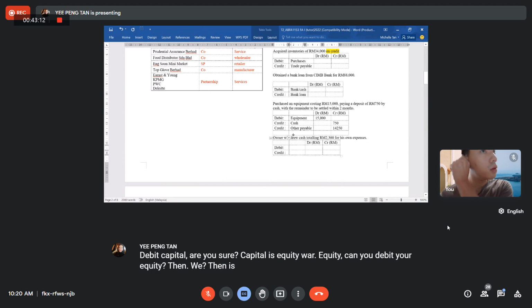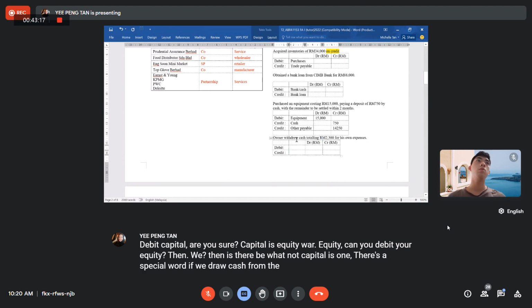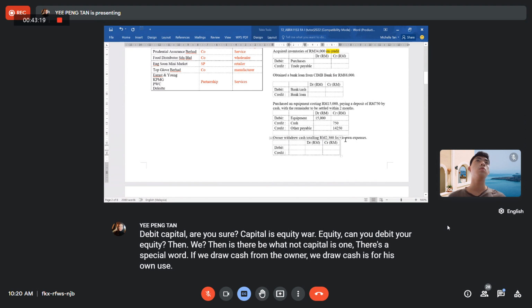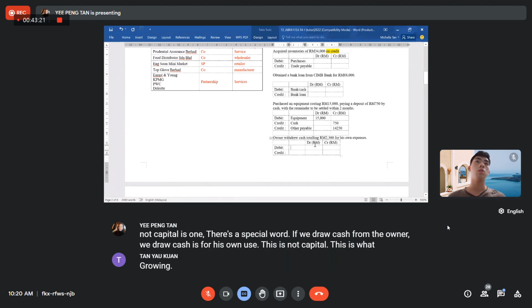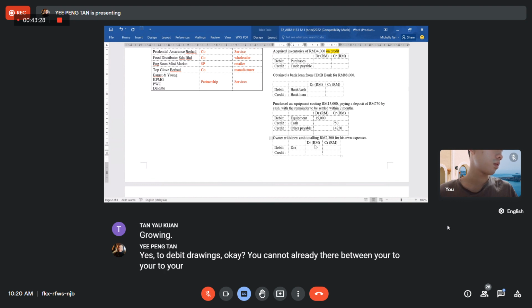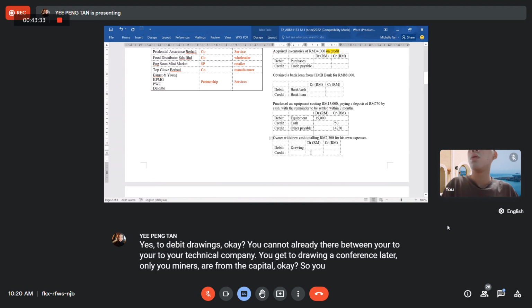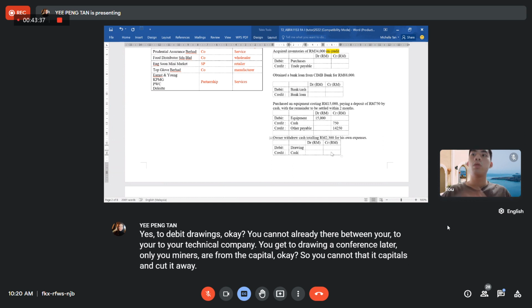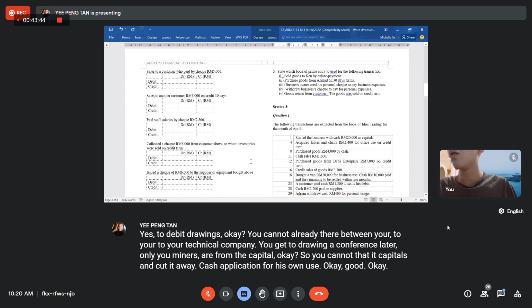Then it is debit what? Not capital, there's a special word. You withdraw cash from the owner for his own use. This is not capital, this is what? Drawings. Yes, you debit drawings. You cannot directly debit your capital account, but you debit the drawing account first. Later only you minus it out from the capital. And credit to where? Cash, because they withdraw cash, that means they take out the cash for his own use. Okay, good.